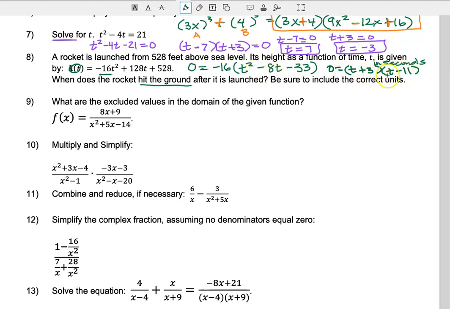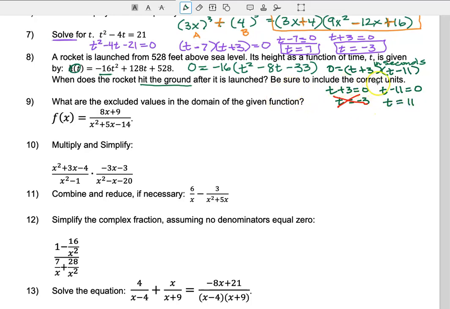Okay, but again, you're not quite done. We've got to set both of those factors equal to 0 now, and then solve it, right? So t plus 3 equals 0, and t minus 11 equals 0. On this one, when I subtract that over, I get t equals negative 3. But we're talking about seconds, right? We're talking about time, and time can't be negative. We can't have negative 3 seconds for that rocket to hit the ground again, right? So for the other one, if we add the 11 over, we get t equals 11.